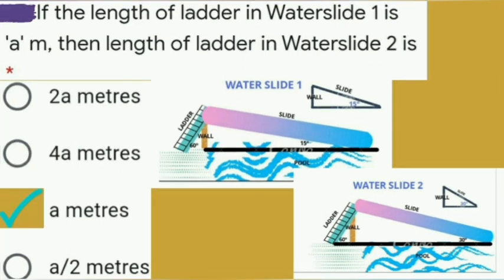Or we can simply use trigonometric ratios to find the length of the ladder in both the cases, and show that the answer remains the same, because the height of the wall is the same in both the cases and the angle is the same, so we can say height of wall upon length of ladder is equal to sine 60 degree. So the length of the ladder comes out to be the same. If it is A meter in water slide 1, then it is A meters also in water slide 2.